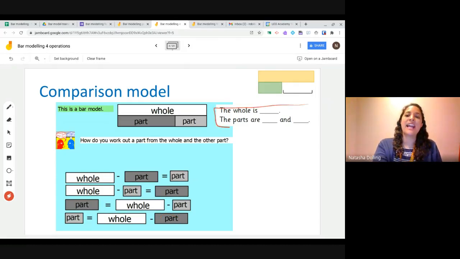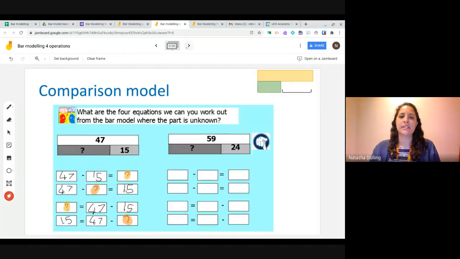Our sentences, they actually have not changed at all. The whole is, the parts are, and let's have a look at it with some numbers. But again, don't worry so much about the numbers. The numbers can be whatever you want them to be. They can be number 1s to 5, 2-digit, 3-digit, decimals, fractions, algebraic, doesn't matter. This is just looking at relationships.